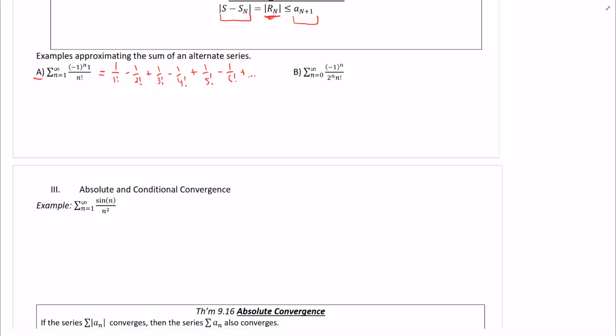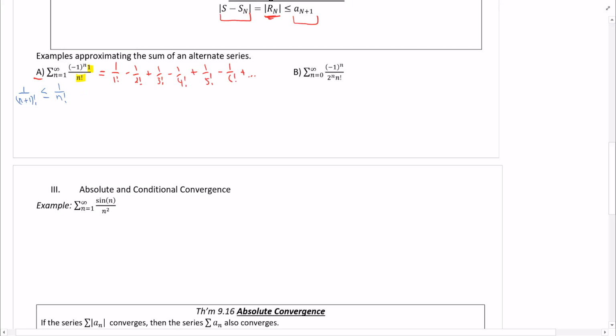We can check that this series converges, right? If we take the limit as n goes to infinity of 1 over n factorial, that's 1 over infinity, which is 0. And then we can also show that 1 over n plus 1 factorial, that's the a sub n plus 1 term, is always less than 1 over n factorial, right? Because again, you're dividing by a slightly larger number. This will always be true. And so this series converges.